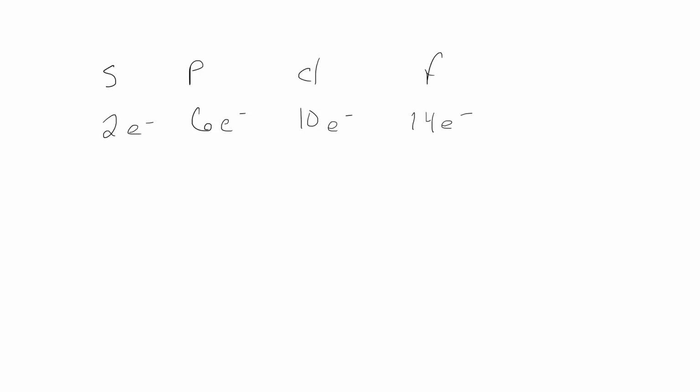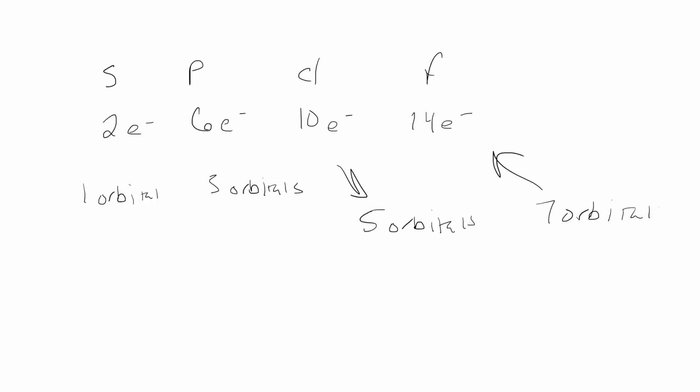Looking at this, these blocks have essentially 1 orbital, 3 orbitals, 5 orbitals, and 7 orbitals. What you want to keep in mind is that each orbital can only house 2 electrons, one spin up, one spin down, for a total of the number of electrons that are already presented in front of you.